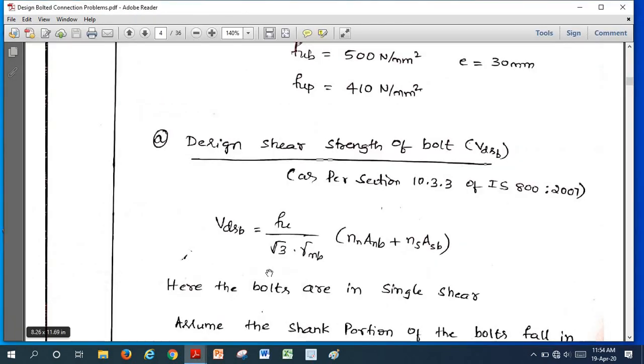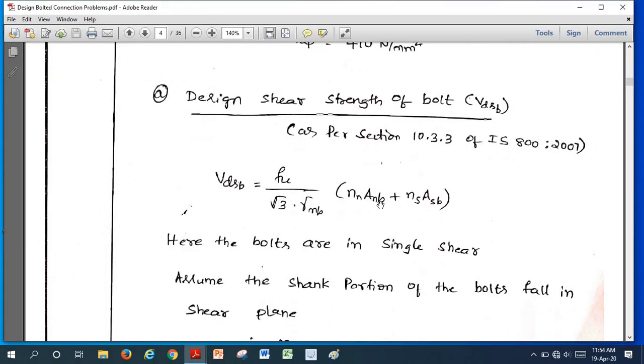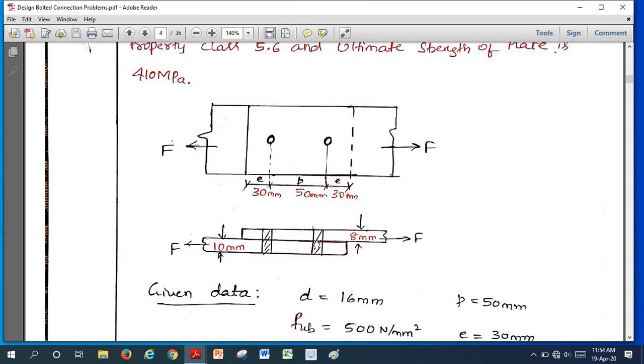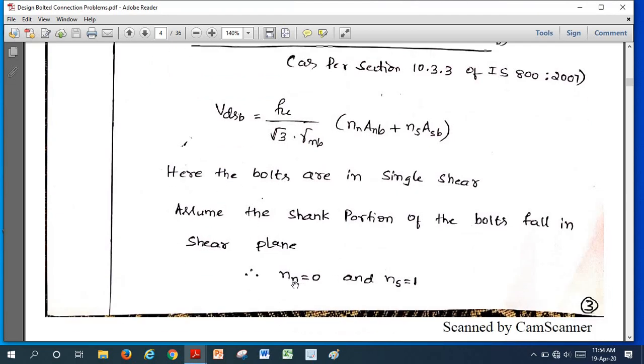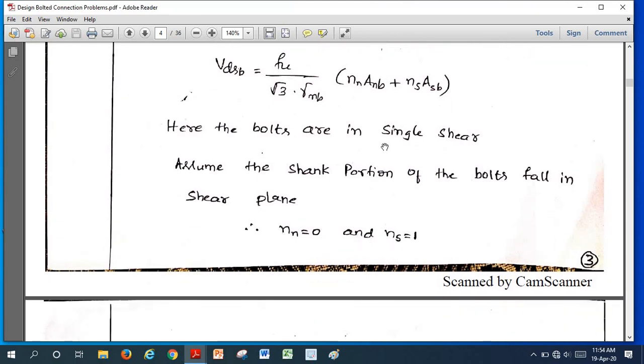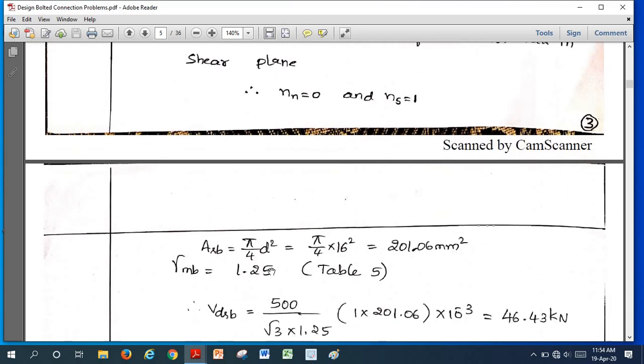Now, substituting into the formula, here the bolts are subject to single shear. The bolt will break into two pieces after application of the force. So we need to assume either the thread portion in the shear plane or the shank portion in the shear plane. Here I assume the shank portion in the shear plane. Therefore, the portion with the thread will become 0. That is nn equals 0, ns equals 1. If you combine these two, you get 1, since you have only one shear plane.